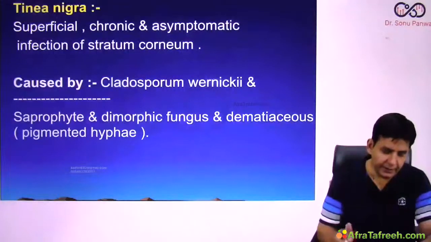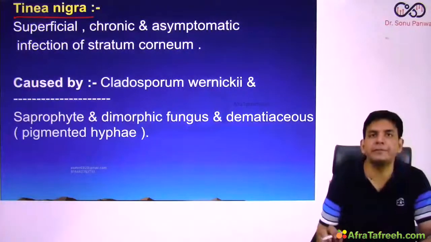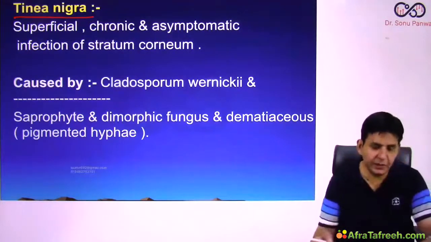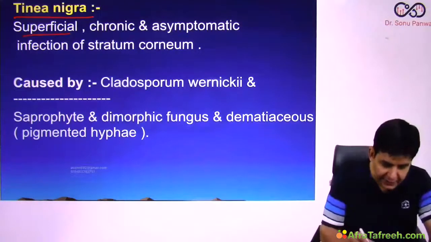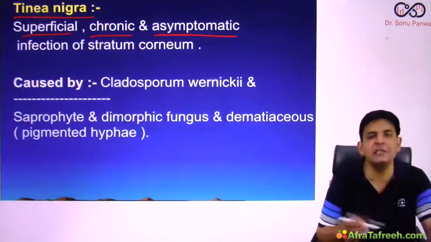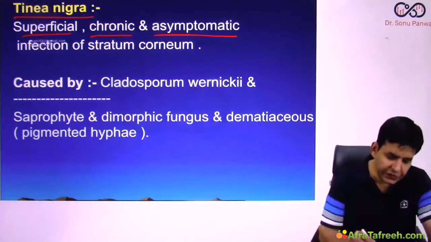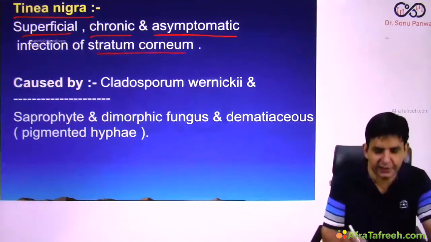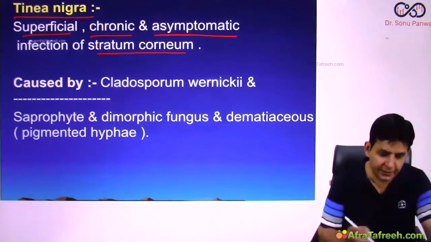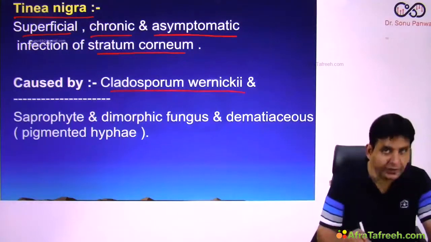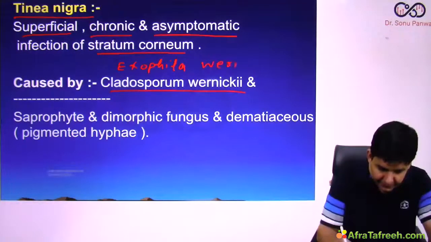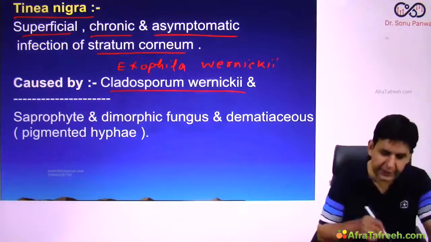Okay, then tinea nigra. That is the second superficial infection we talked about. It is superficial, it is chronic, and mostly remains asymptomatic. It is an infection of the stratum corneum, the superficial layer of the skin, caused by Cladosporium werneckii, also termed by various other names like Exophiala werneckii, and a number of others.